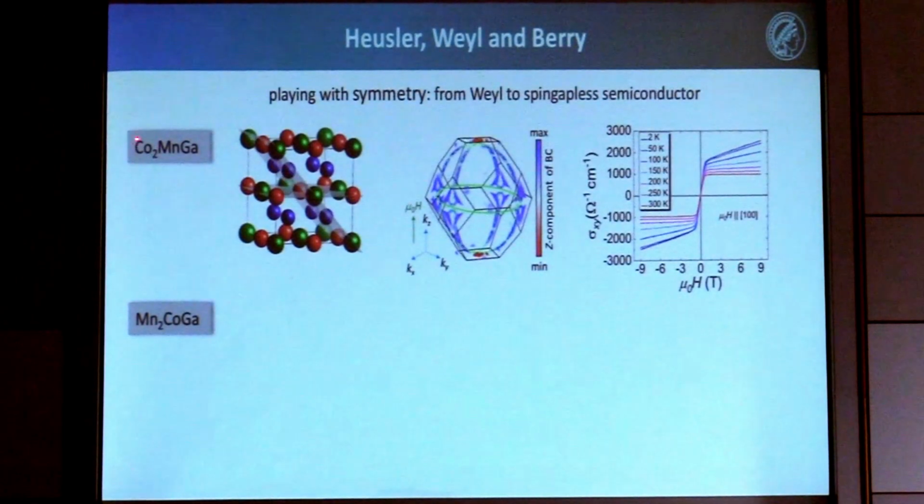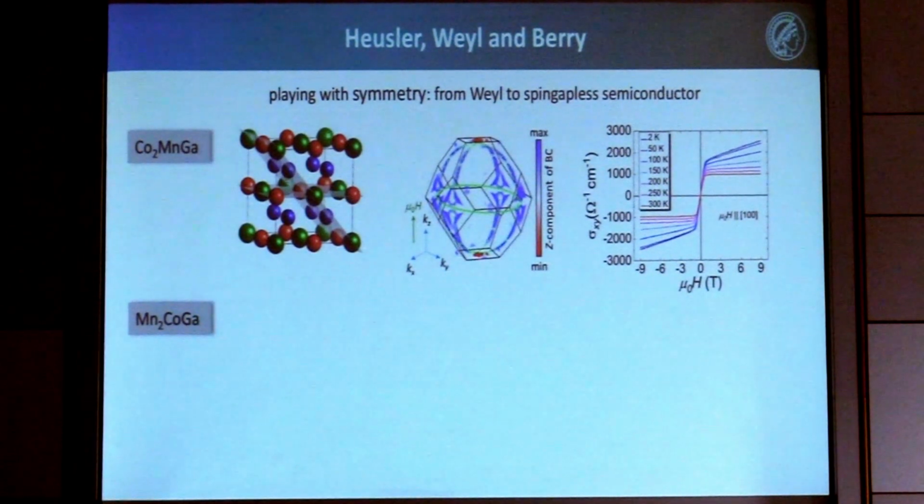So we know that cobalt two manganese gallium has this very nice mirror plane and this large anomalous Hall effect. And here you see the Berry curvature in reciprocal space. You see, because of the high symmetry, the Berry curvature has to have nearly everywhere the same sign, and therefore we have a large Berry curvature.